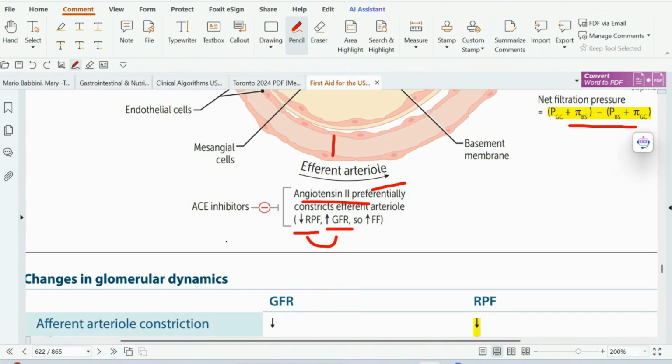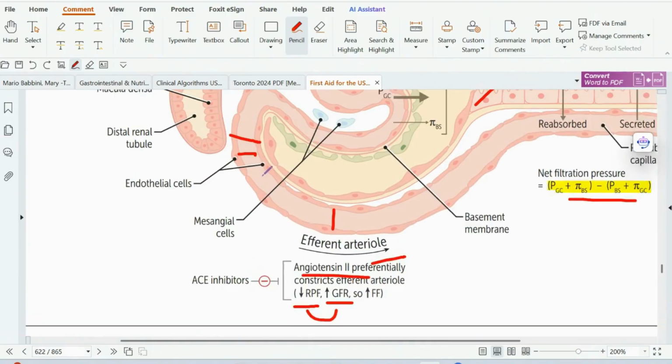What do ACE inhibitors do? Opposite. ACE inhibitors decrease GFR, by dilating, and they increase RPF. Got it. They're dilating.